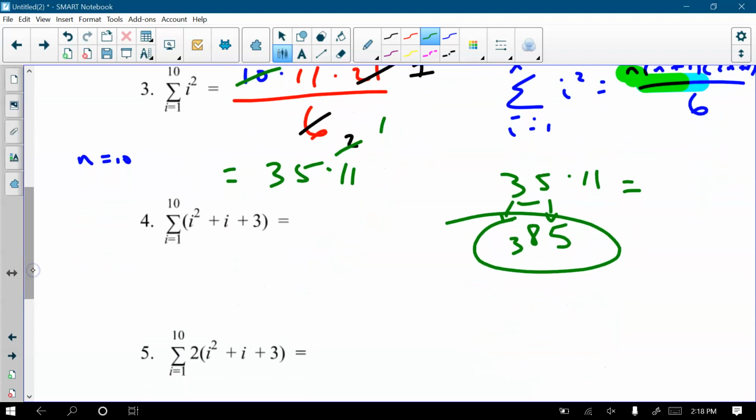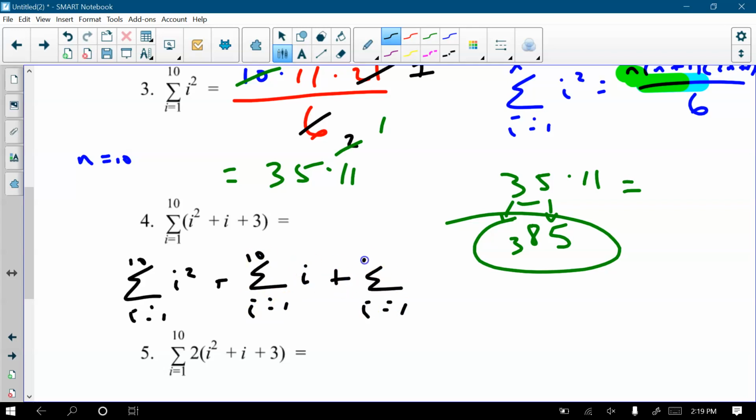Okay, so now we have a huge sum. The purpose of this problem is to show you that you can actually break up summations, which is kind of assumed and kind of what you can do with limits and derivatives. You can break this problem up as the sum from i equals 1 to 10 of i squared, plus the sum from i equals 1 to 10 of i, plus the sum from i equals 1 to 10 of 3. And since we have all three numbers, let's put them in here.